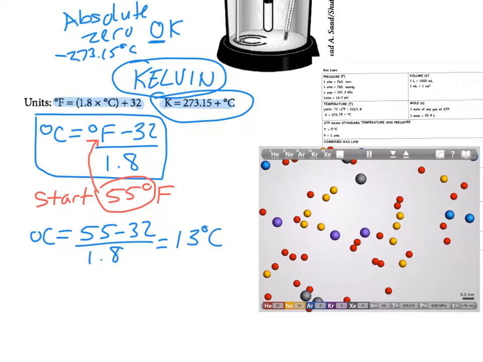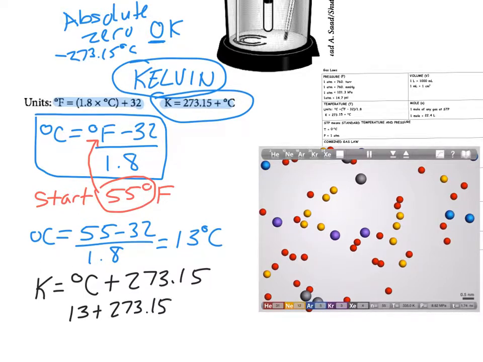I'm going to carry it only to the ones place value because my measured 55 is at the ones place value. Then to do a simple conversion to Kelvin, we take that degrees Celsius and add 273.15. So I'll plug that 13 degrees in with the 273.15. I'm not going to carry it out to the 0.15. I'm just going to record it as 286 Kelvin, since I want to keep it at the ones place value. So that's how we measure temperature and do temperature calculations.